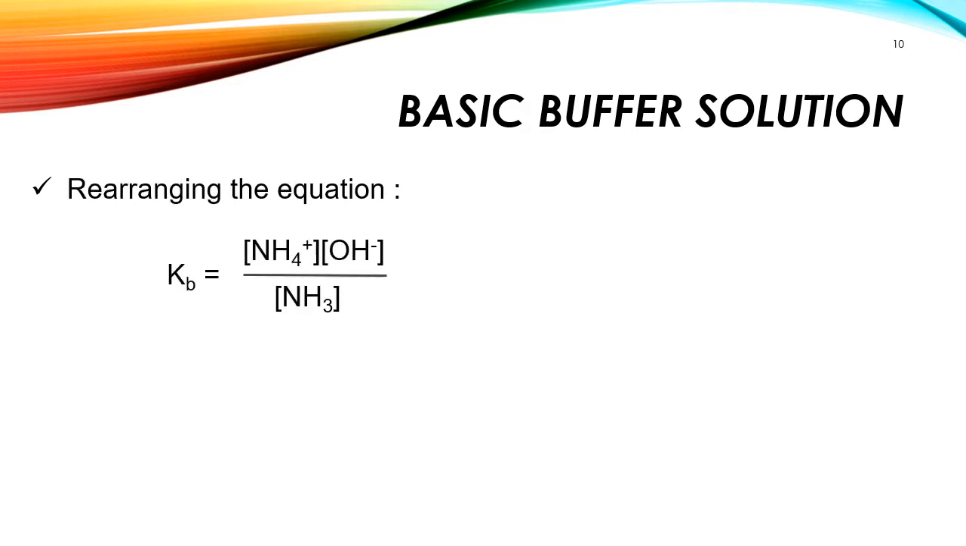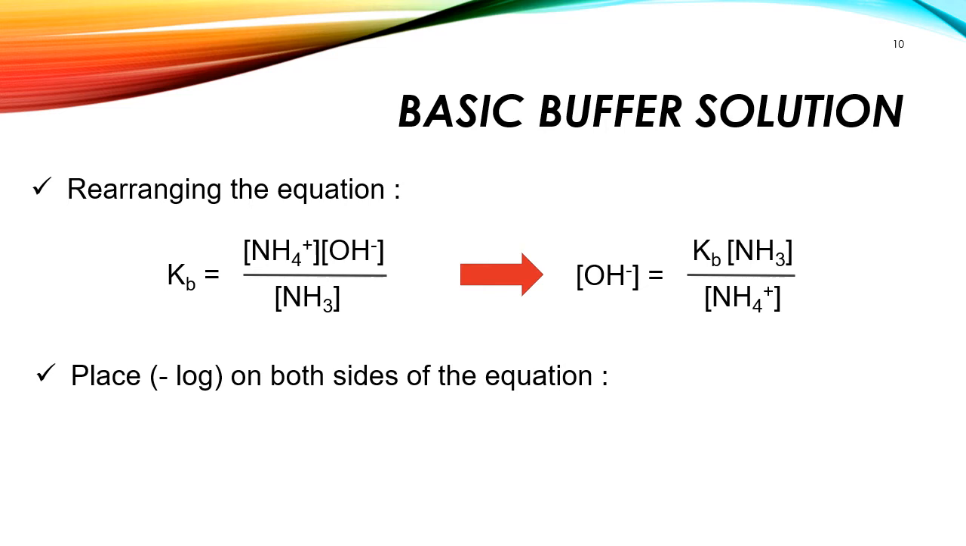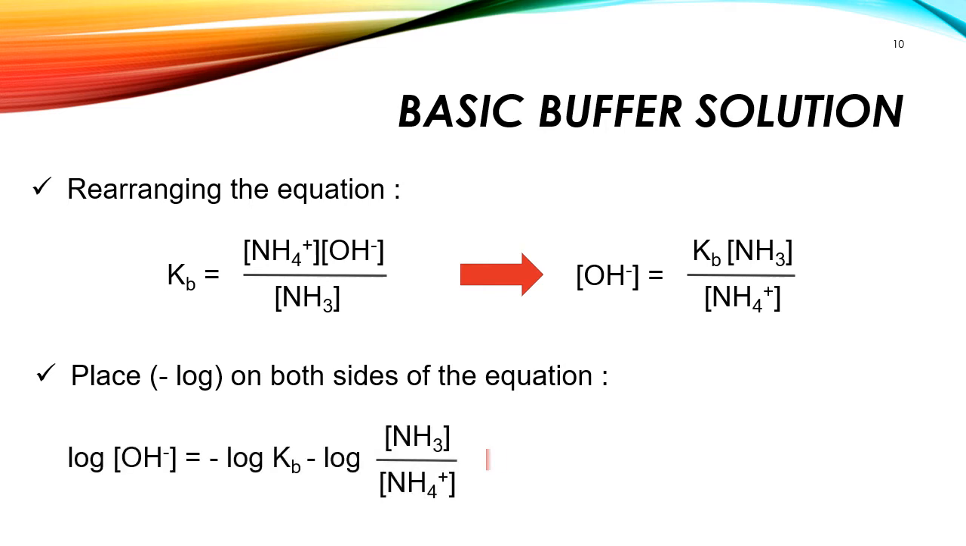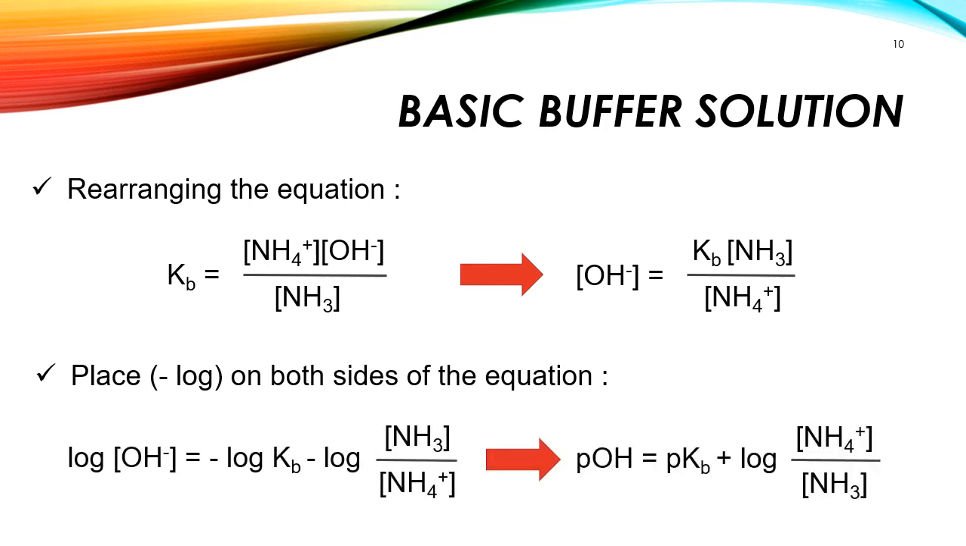The Kb expression can be rearranged in terms of the concentration of the hydroxide ion. By taking the negative log on both sides of the equation, we obtain the equation pOH equals pKb plus log the concentration of the ammonium ion divided by the concentration of ammonia.